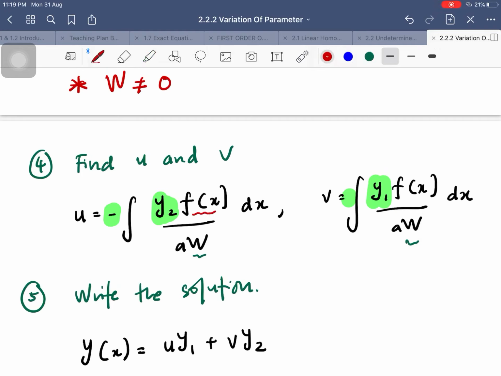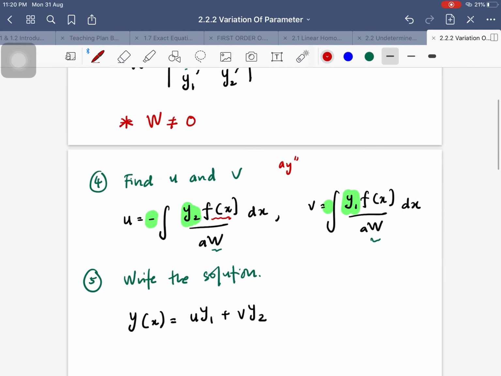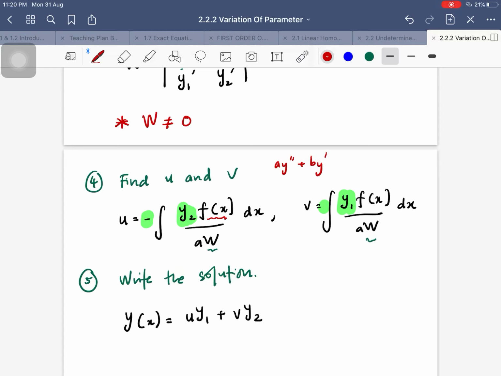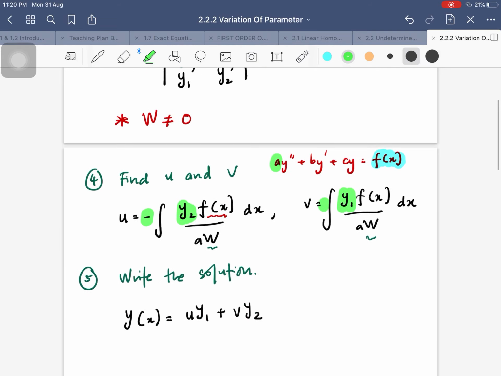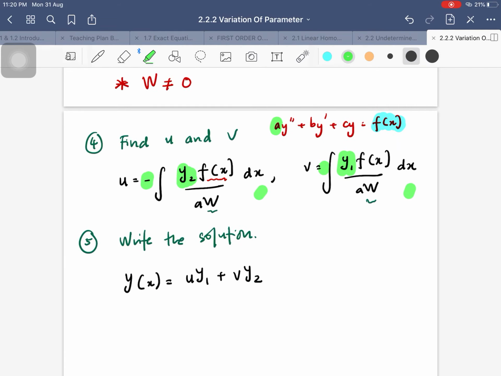And where do we get the f(x)? Okay, remember our equation is given by a y double prime plus b y prime plus c y equals f of x. So f of x is going to be whatever you get on the right hand side of the equation. And what is going to be a? So a is going to be the coefficient of y double prime. Whatever number you have in front of the second order derivative, that is going to be your a value. Okay, and the Wronskian, of course, is going to be from step number 3. So those are what you need for u and also v.